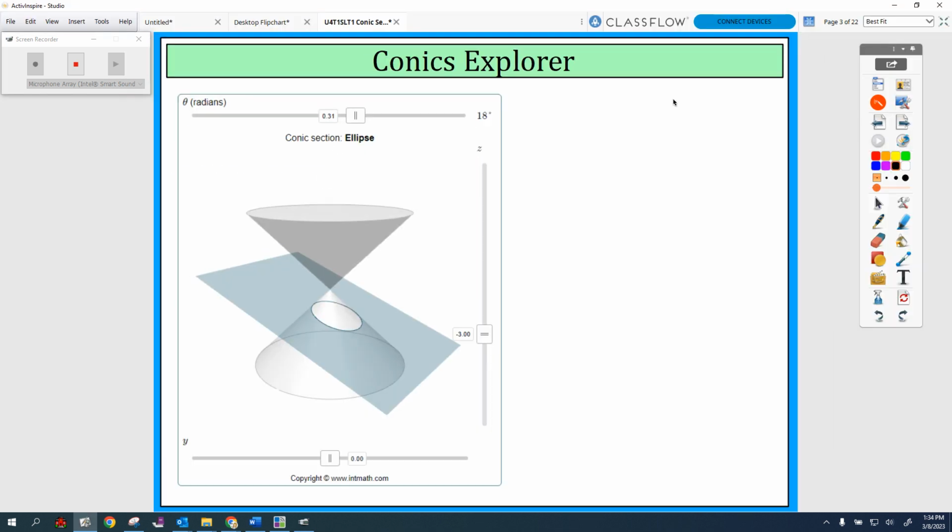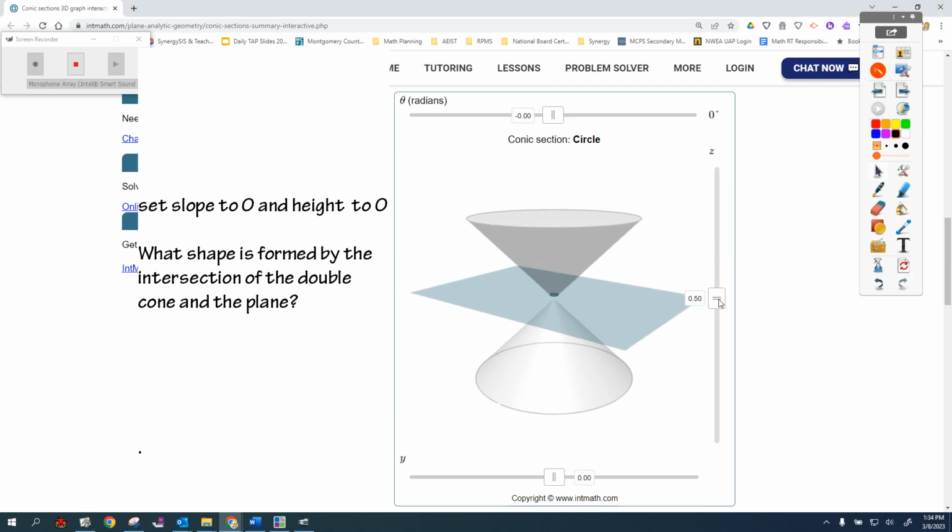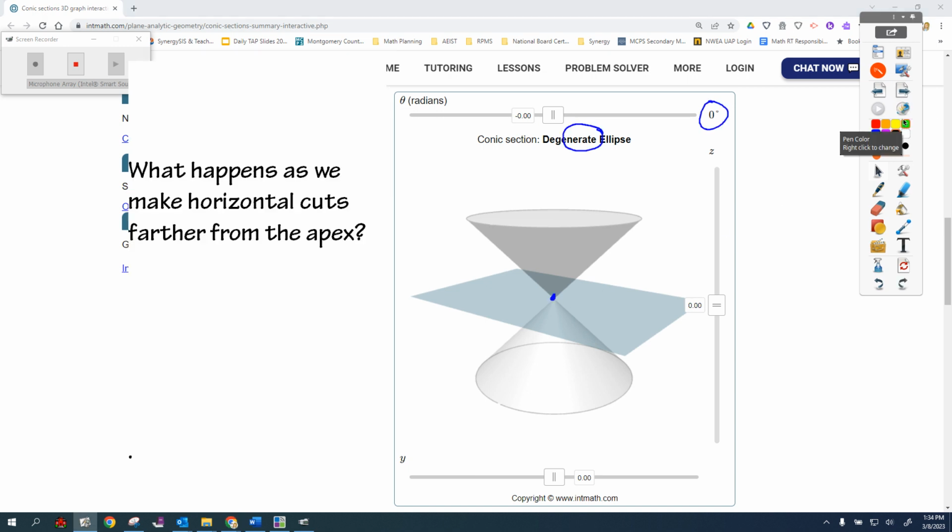Actually, let's go ahead and, sorry about that. We're going to set the slope to 0 and the height to 0. I forgot that I had to clear this. So if I set the height to 0, when your height is at 0 and your slope is at 0 degrees, notice that it's just the single point. And then as I move away from the apex, I get what we call a circle. For some reason, this is being very strange. We just get a circle. There you go. Okay.